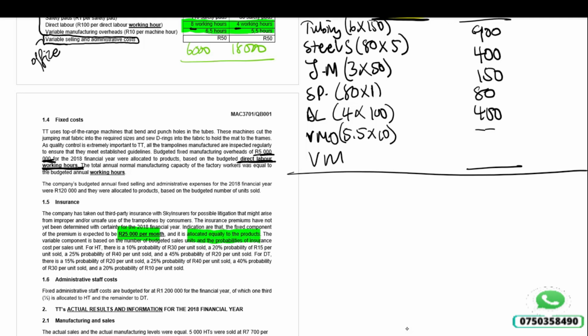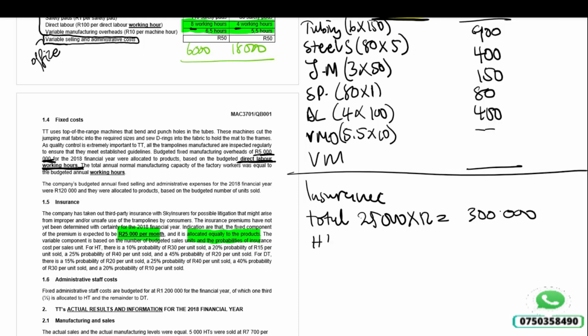So it means that we have to calculate for the whole year and divide by 2, right? So the fixed insurance total is going to be 25,000. Because it's per month, we're going to multiply by 12. If you multiply by 12, you get 300,000, right?